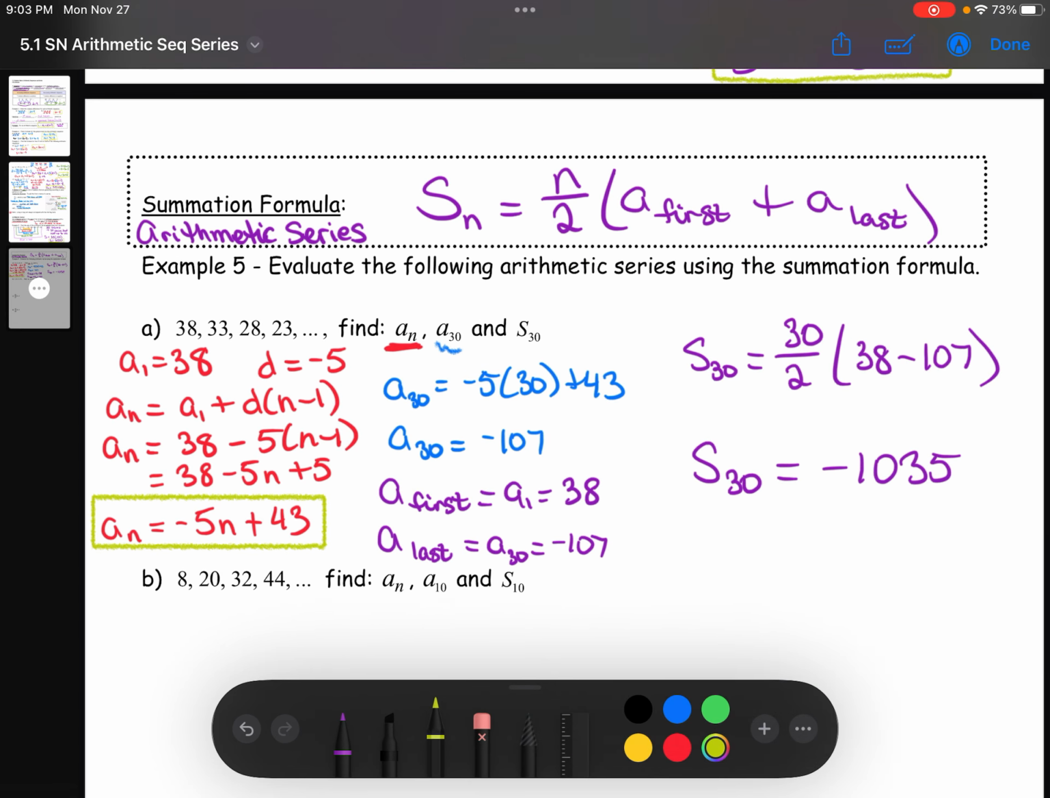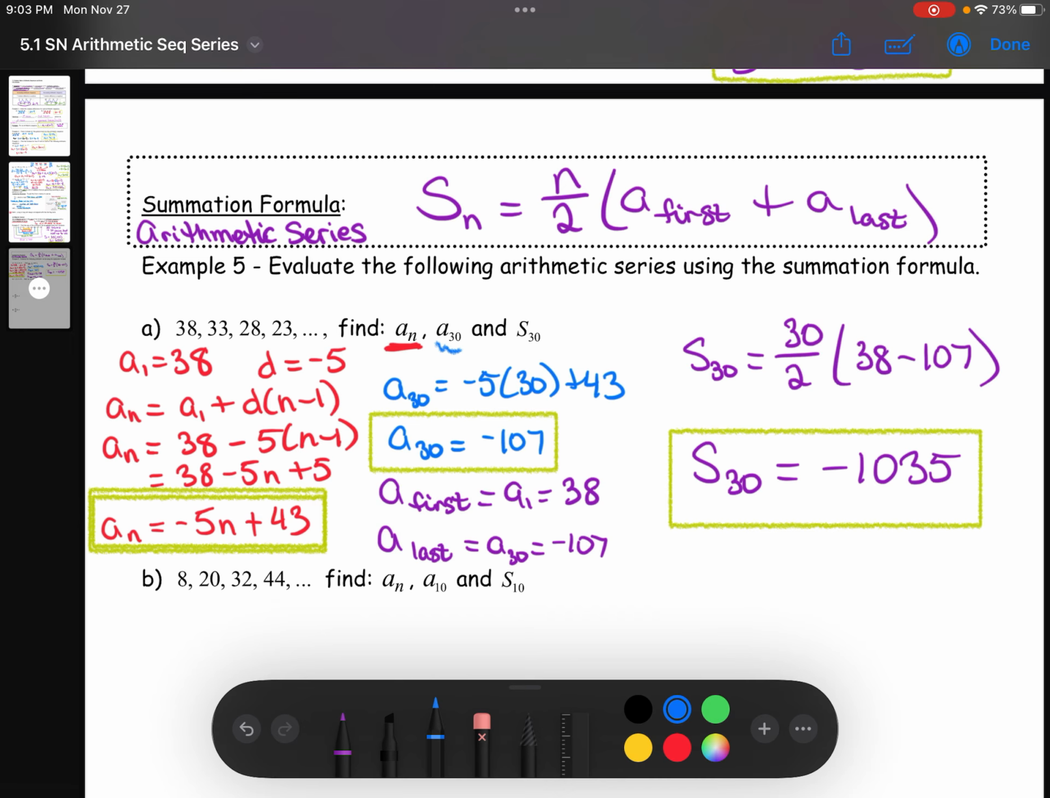Okay, so we found everything it asked for. We found a sub n. It wanted a sub 30. Here's a sub 30. And it wanted the sum of those first 30 terms, and there it is. Now, we're going to do the same thing with B.